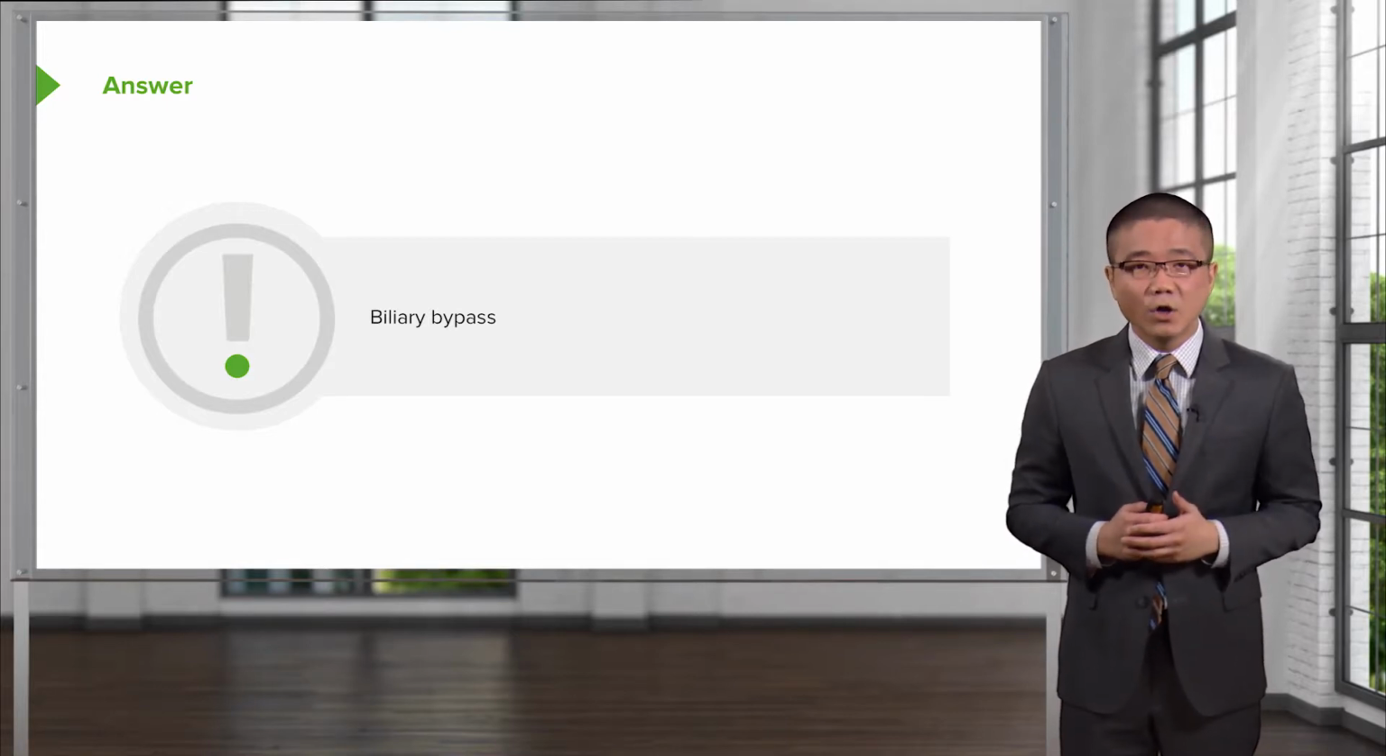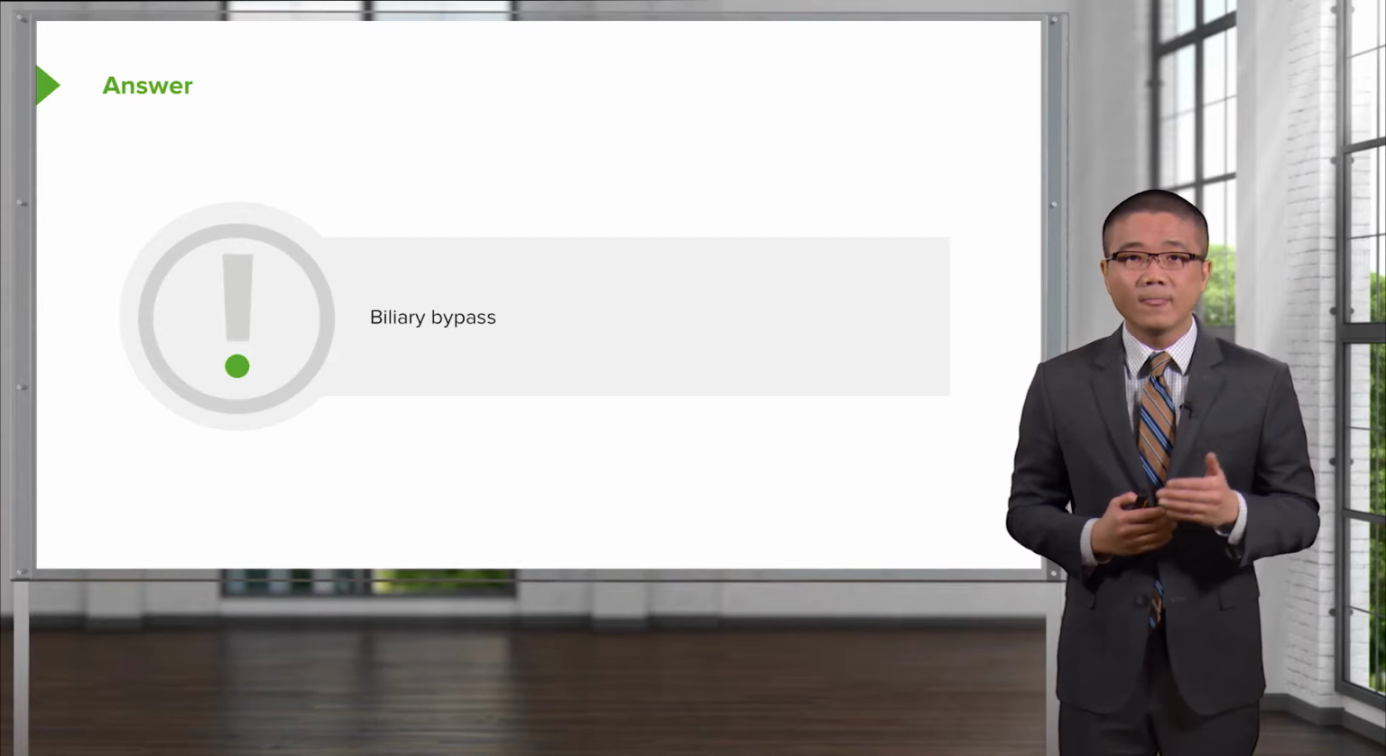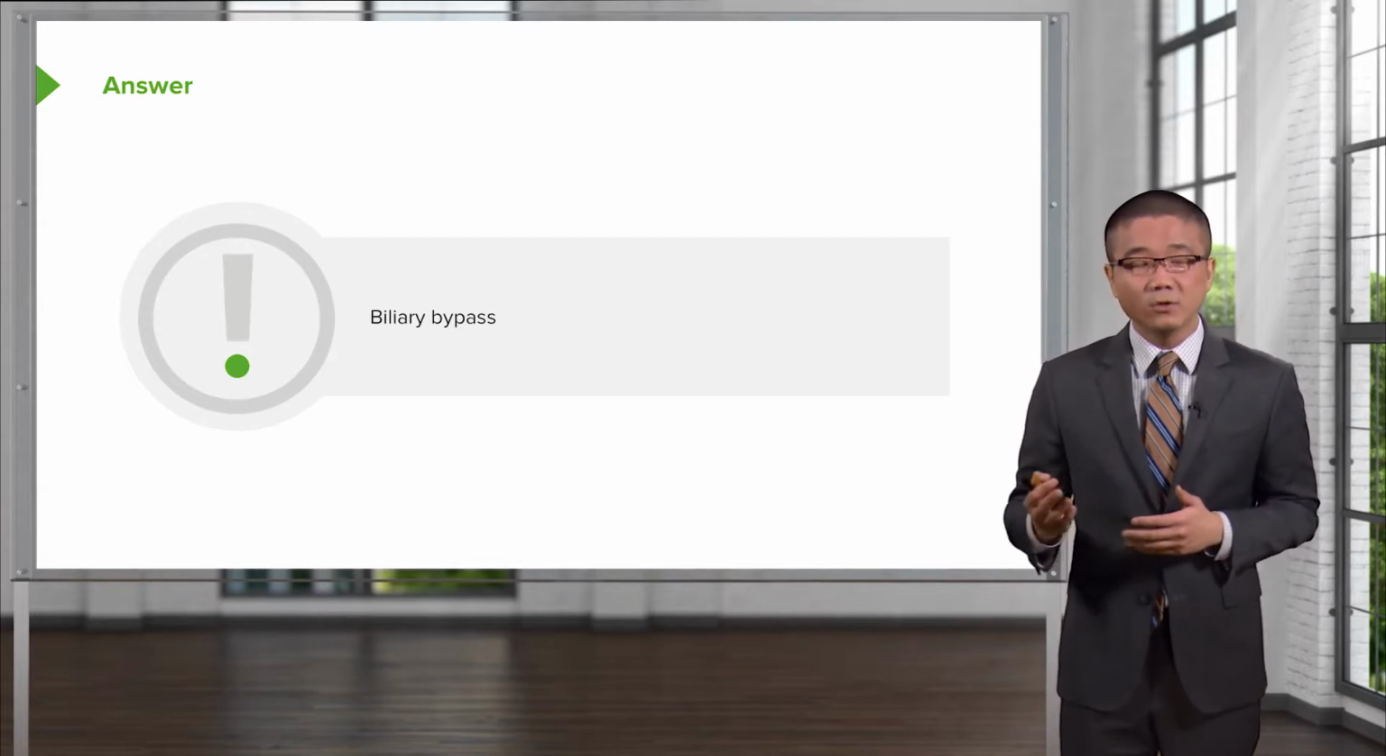Unfortunately, because no cure can be expected with patients with unresectable disease, at this point, we do palliative surgery for symptomatic control. Biliary bypass includes bypass of the common bile duct to a loop of small intestine.